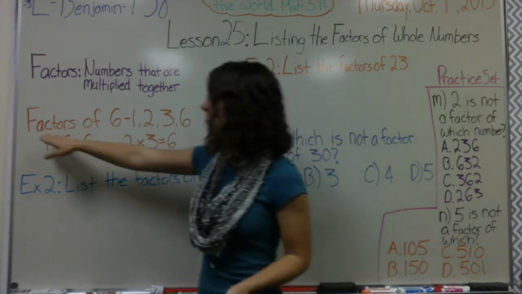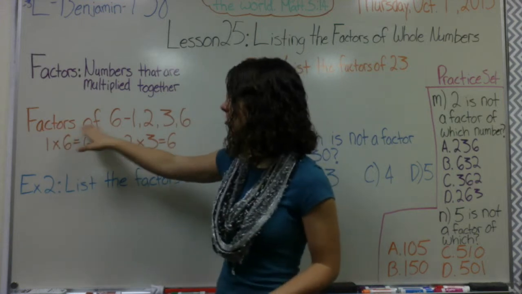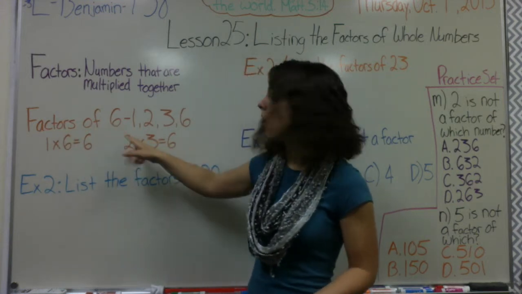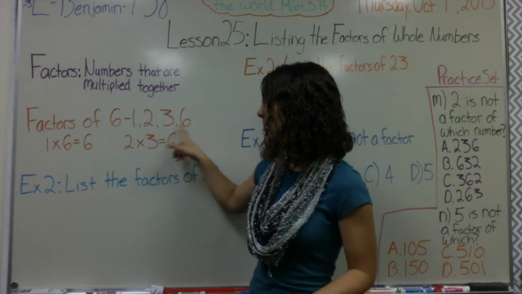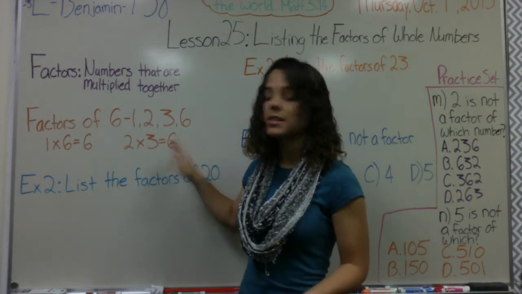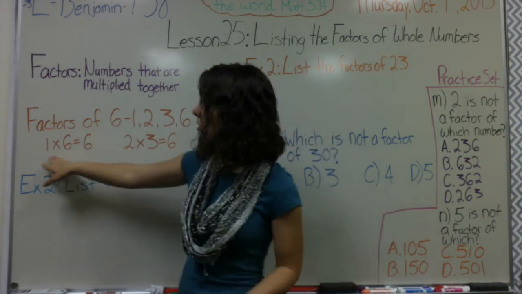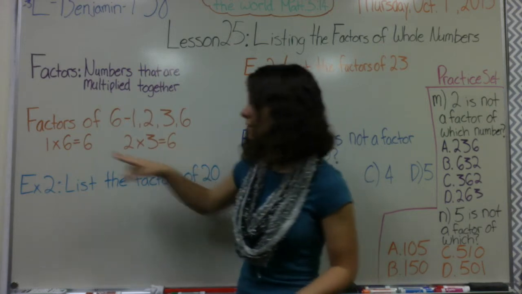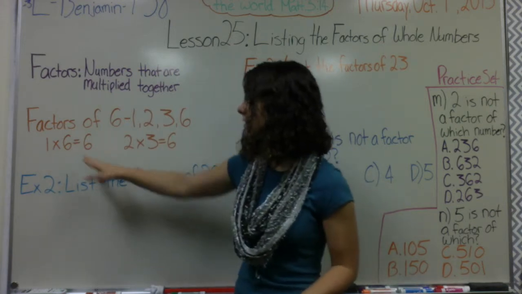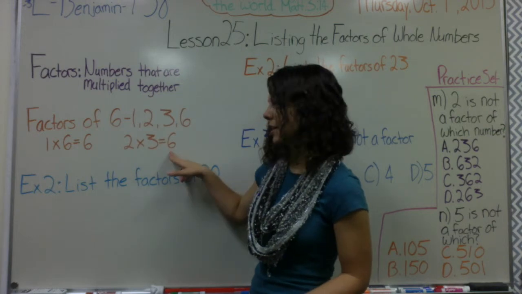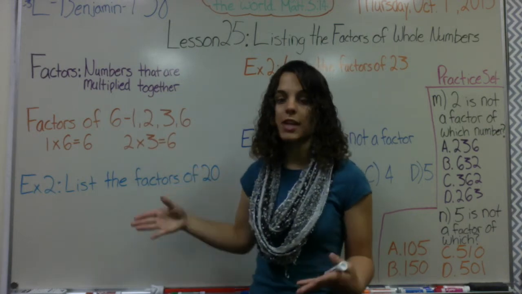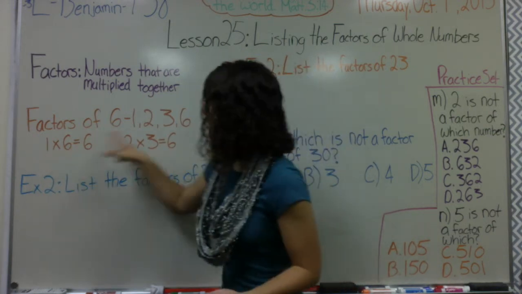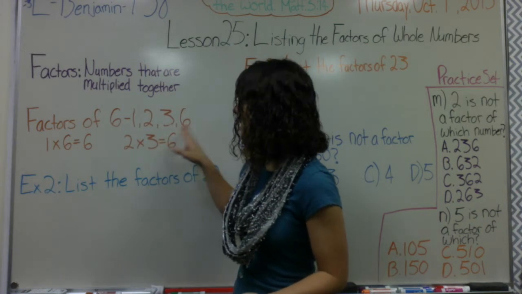So here's our first example that I'm going to show you. Factors of 6, for example, are 1, 2, 3, and 6. Because these are all the possible ways that I can multiply two numbers together to equal 6. 1 times 6 is 6, and 2 times 3 is 6. So that's how we find factors. We have 1, 2, 3, and 6.